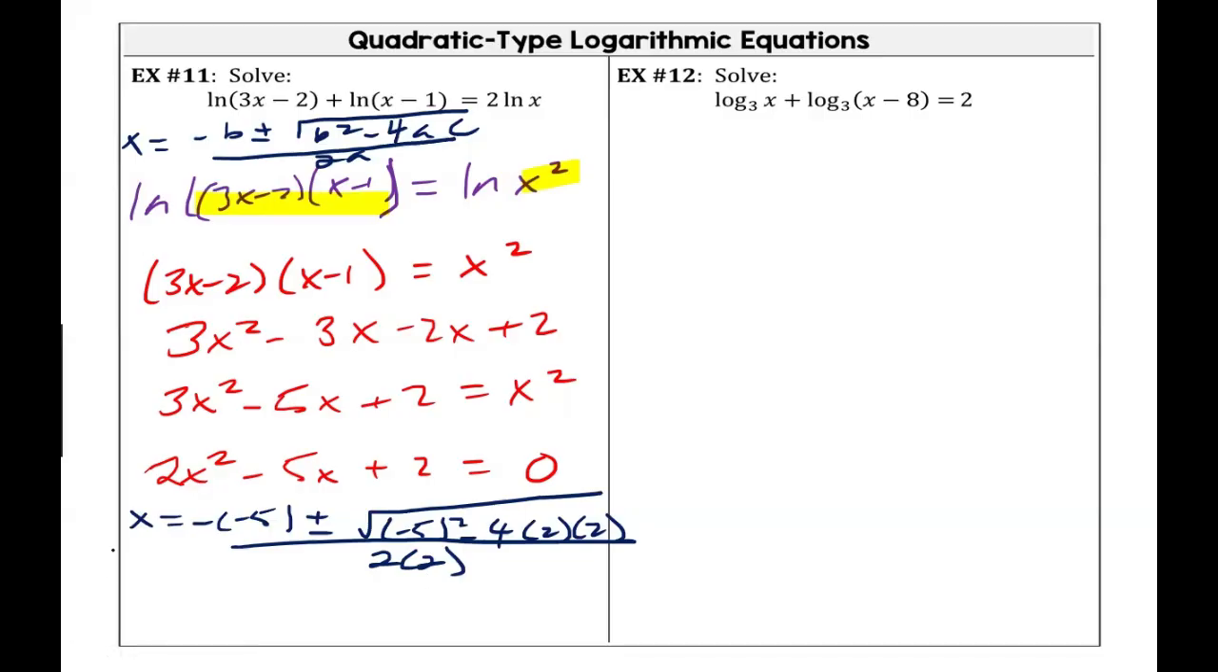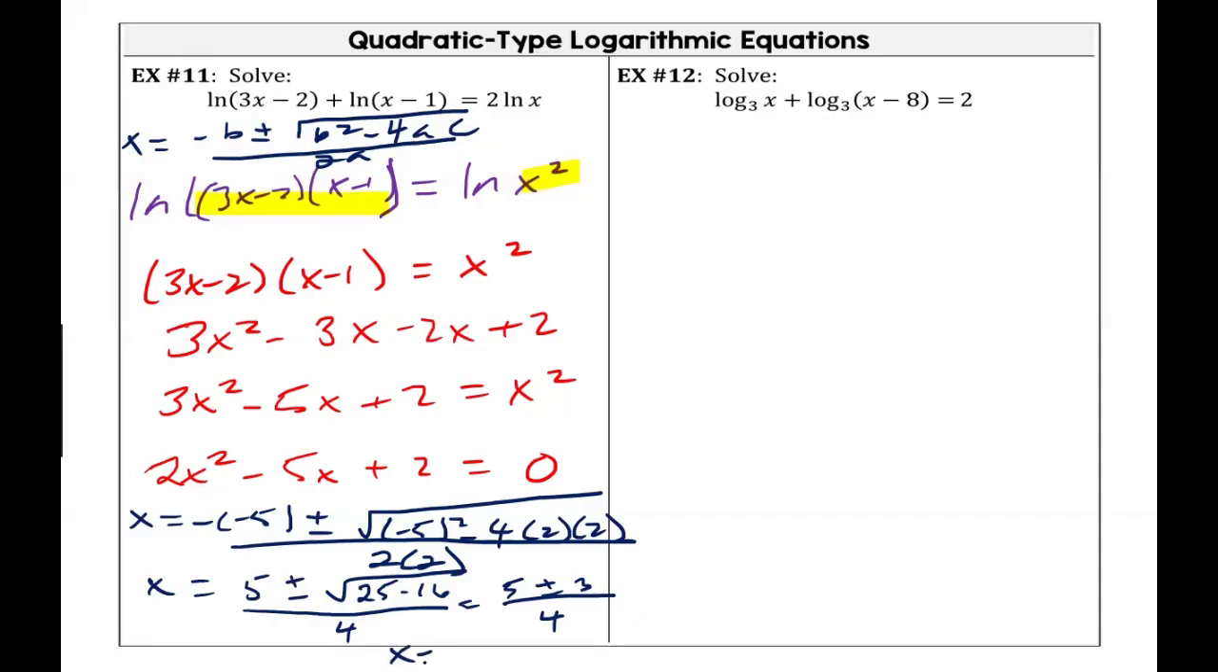All right, so we evaluate this. So this gives us x equals 5 plus or minus the square root of 25 minus 16, all over 4. What's 25 minus 16? What'd you say? 9. And what's the square root of 9? 3. So 5 plus or minus 3 all over 4. That means that you have two answers, two outputs.